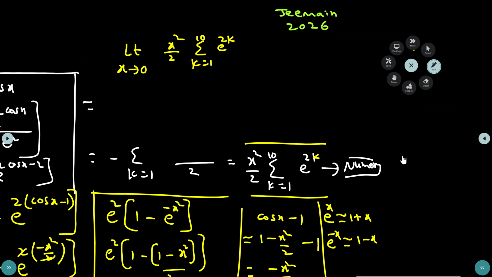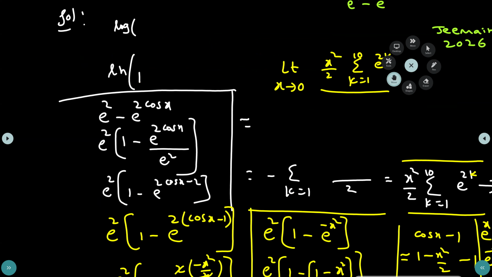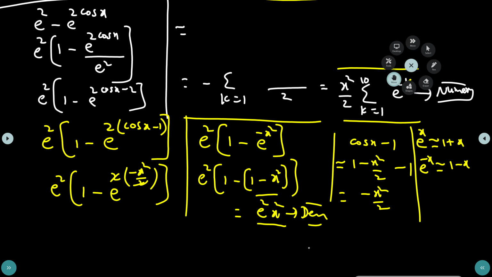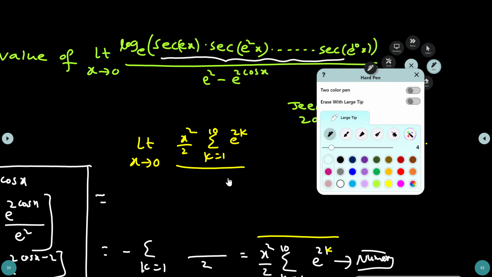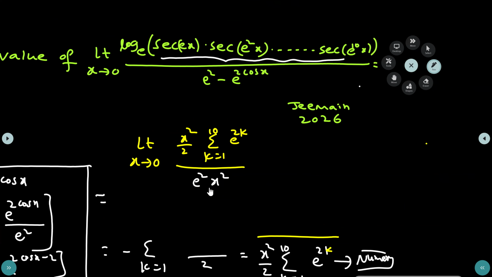Now write what is the denominator. Observe here. The denominator is e square x square. Okay? E square x square is the denominator. Now finish, very simple. So x square gets cancelled. Now there is no use of the limit here. 1 by 2 e square is constant, that means it stays right outside of sigma.